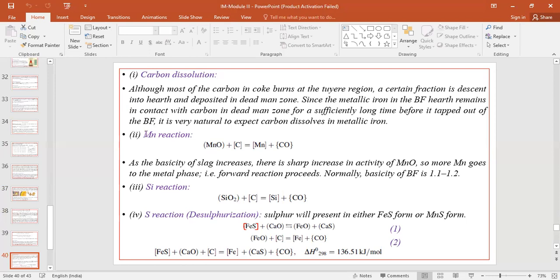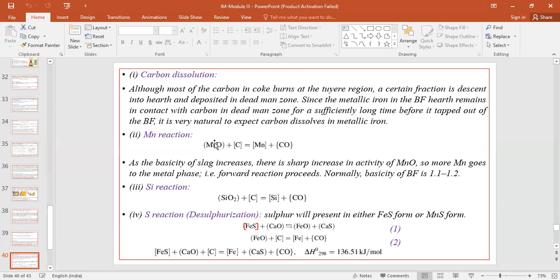Similarly, there is a possibility of some slag-metal reactions taking place inside the hearth part of the blast furnace. That is, the MnO present in the slag will react with the carbon present in the hot metal, and this is how the MnO gets reduced and Mn travels into the hot metal. All these chemical reactions which take place inside the blast furnace are heat and mass transfer driven reactions. So this is how the MnO is transferred from the slag to the metal.